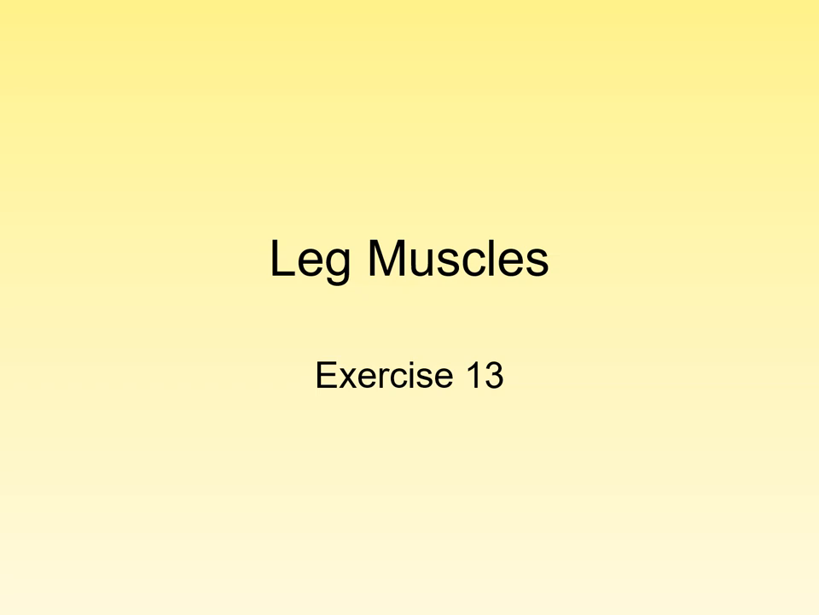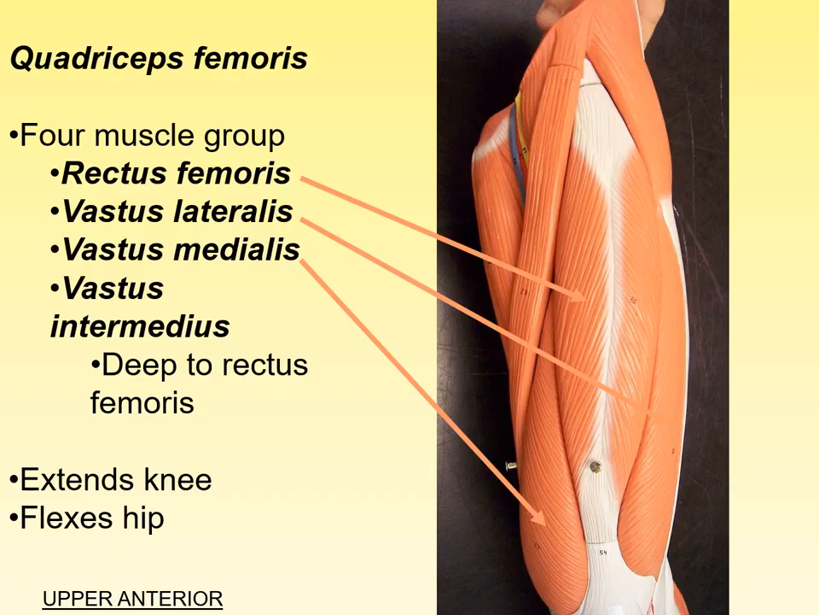This is exercise 13, now focused on the leg muscles. We're going to start at the top and move down. There are 4 muscle groups known as the Quadriceps Femoris. This includes the rectus femoris, vastus lateralis, vastus medialis, and vastus intermedius. The vastus intermedius is deep to the rectus femoris, so you cannot see it unless you remove that muscle. They're involved with extending the knee and flexing the hip.